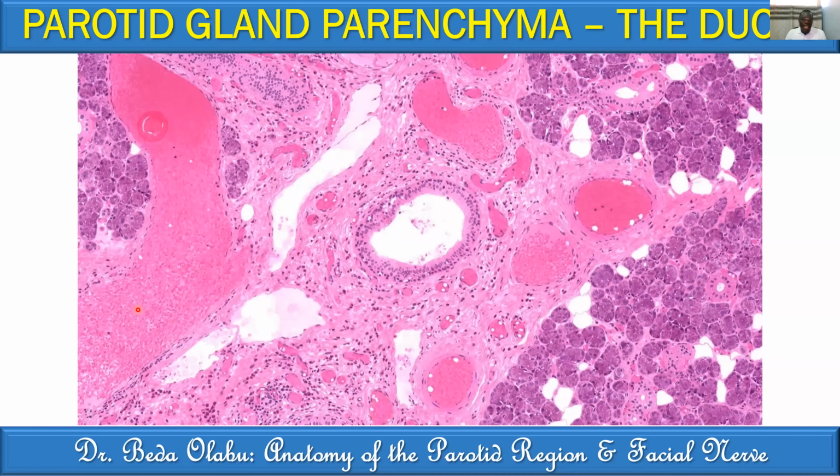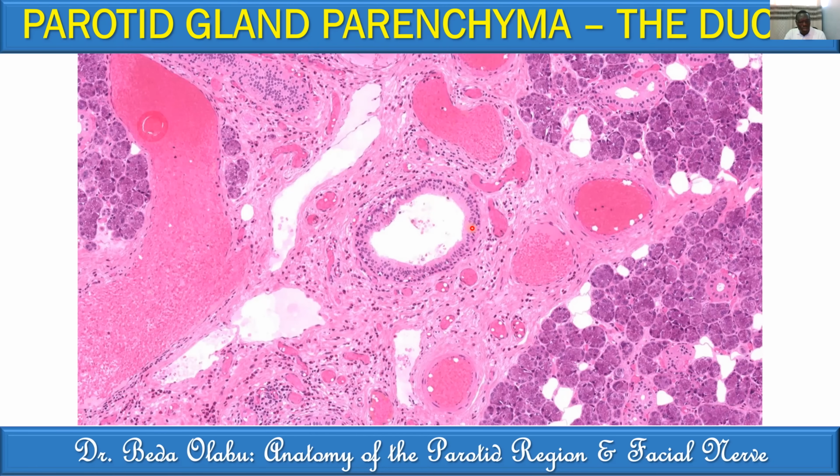Now we can talk about the extralobular ducts. The extralobular ducts are the larger ducts. We can also call them the excretory ducts, so the ducts found outside the lobules. The extralobular ducts will tend to have, depending on their size, simple columnar epithelium or pseudostratified columnar epithelium or stratified cuboidal epithelium on the wall.